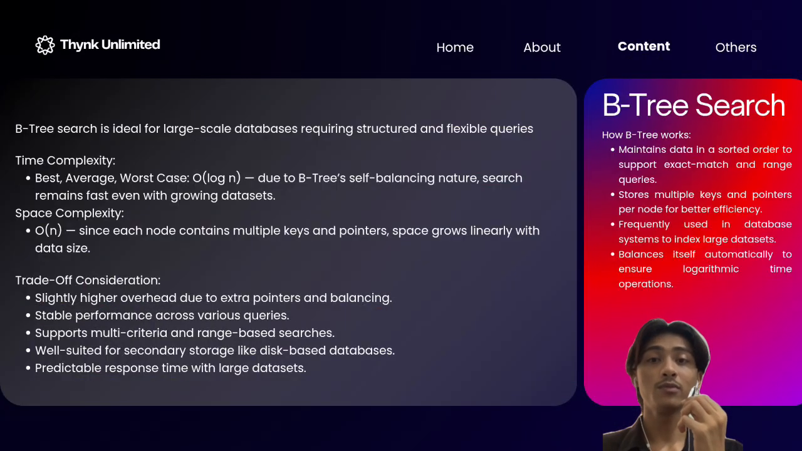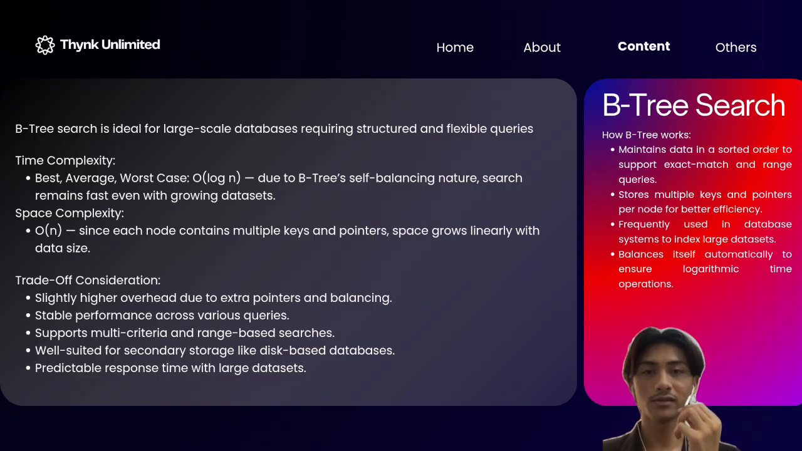Okay, now I will be explaining how B-tree search works and why it is a powerful tool, especially in large-scale data systems like student information databases. Let's start with the basics. A B-tree is a self-balancing tree data structure that keeps data in sorted order. Unlike hash tables, B-trees can handle both exact match queries and range-based searches.